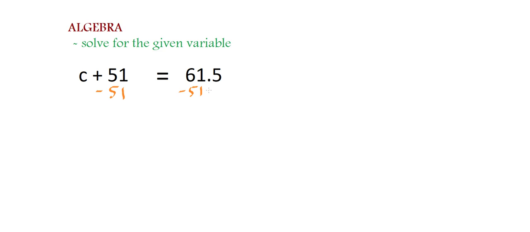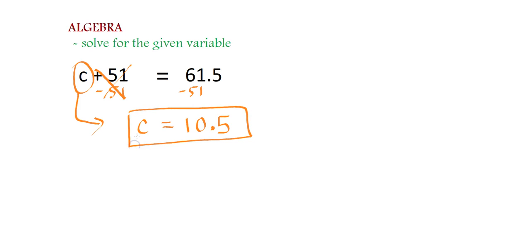Okay, now we've shown our working, and now we actually do the next line of working. Plus 51, minus 51, that cancels out. The c is left, so we take that down to the next line. And on this side, it's 61.5 minus 51. So that is 10.5. And c equals 10.5.